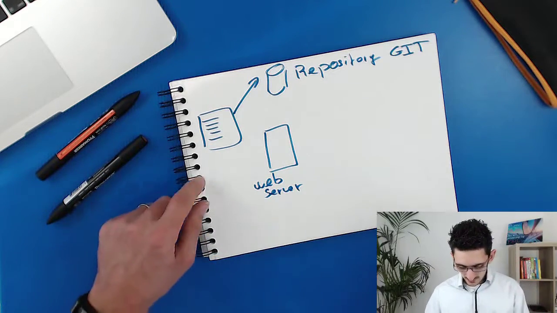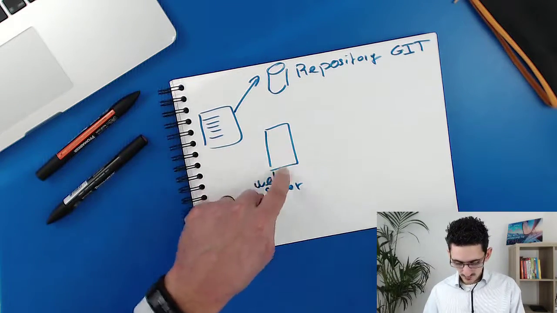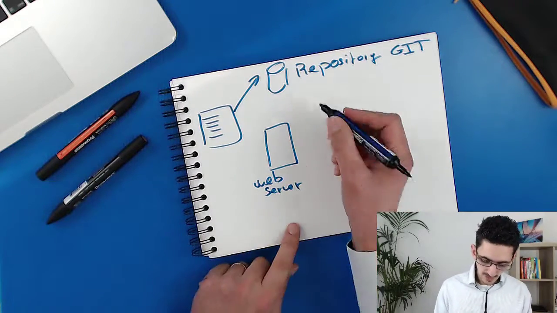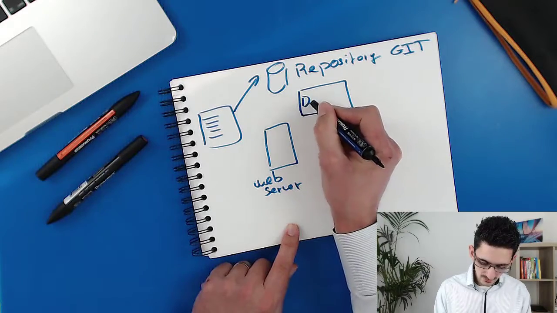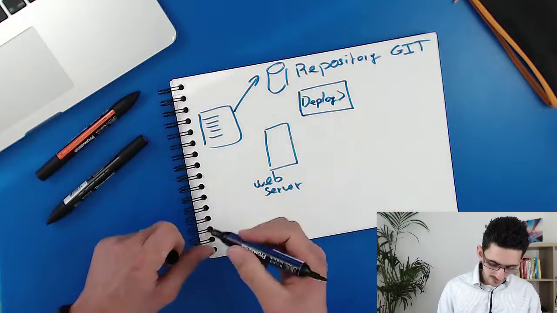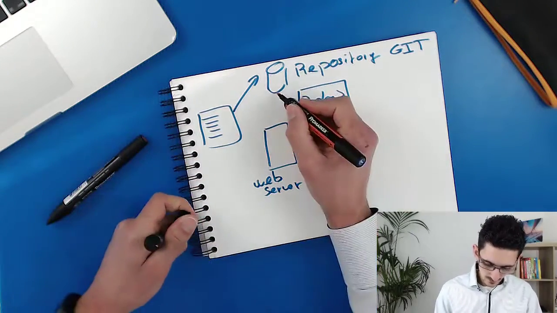And usually, what developers do in the beginning is bring their code and put it on the web server. And that's not the right way to do it. The right way is to have a big button here, deploy on a website. And when we click on this deploy button, the magic happens.